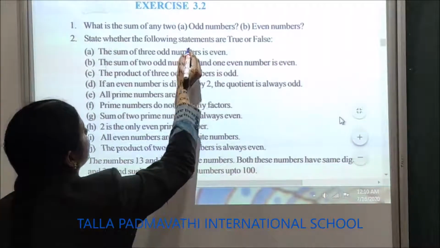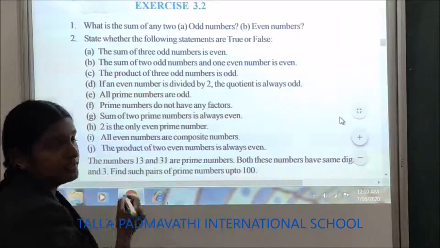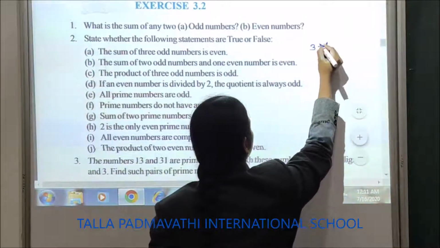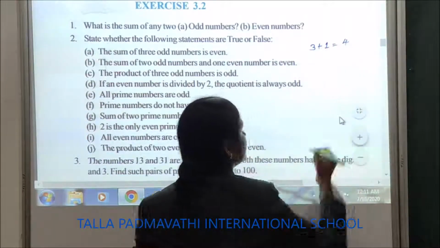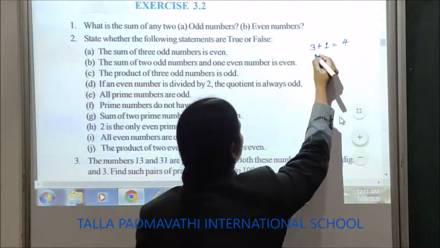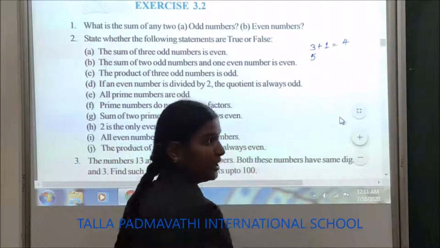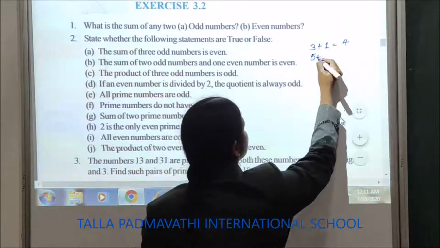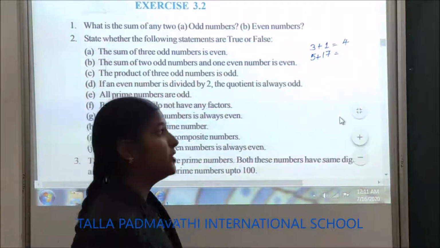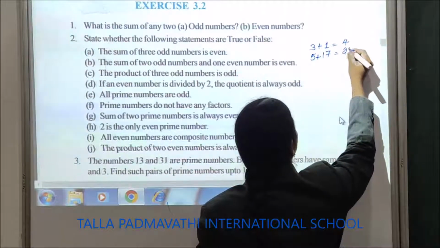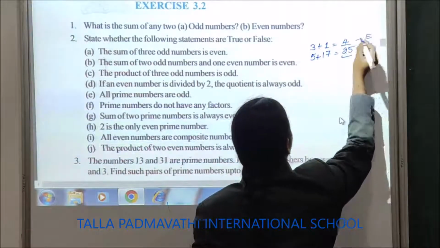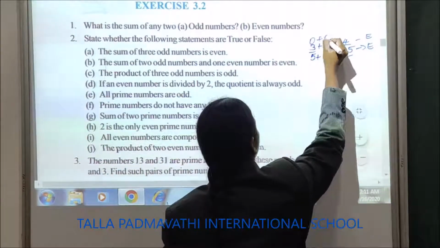Let us see here, children, if I take two odd numbers, that is 3 and 1. If you add them, we get 4, an even number. Next, let us go with 5, an odd number, and 17, an odd number. So see here, children, 17 plus 5 is 22. Again we get an even number. This is an even number and this is also an even number. This is odd and odd.